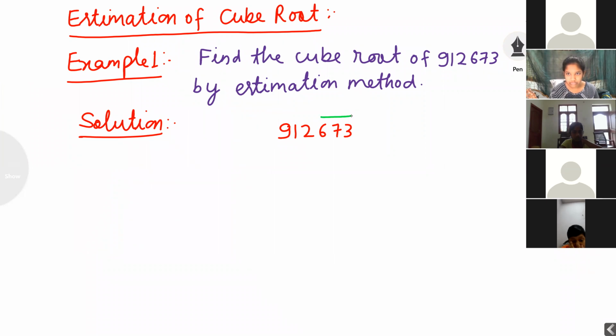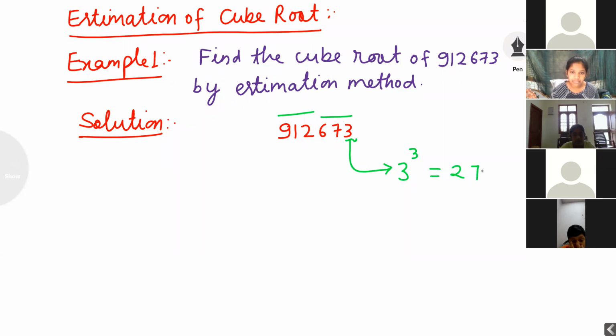673 is the first pair, and 912 is the second pair. Now I want to find the cube root of this number. How to find it? First step, I make the pairs from the right side. First pair completed. Second step, I want to check the ones place. Ones place digit is 3. I want to find 3 cube.